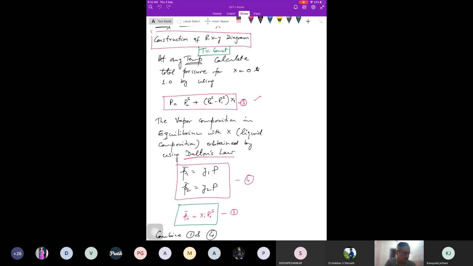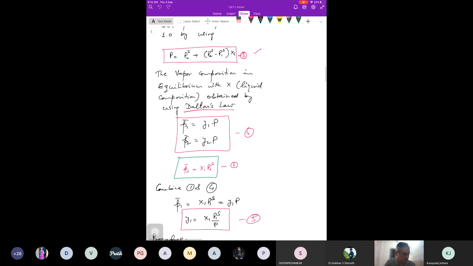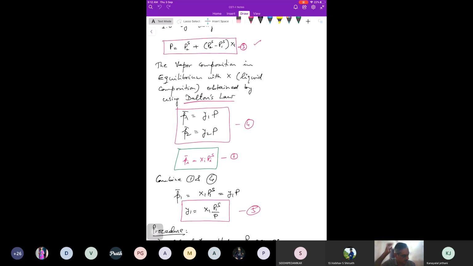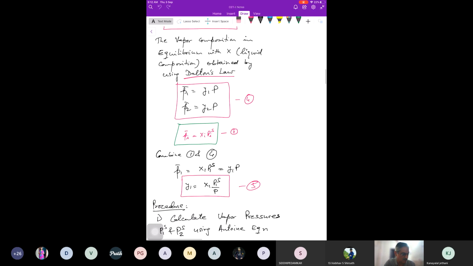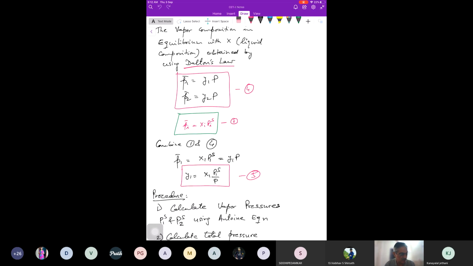Once you have the total pressure, you need to find the vapor composition in equilibrium with x, right? So we know Dalton's law, P1 bar is equal to Y1 into P, and P2 bar is equal to Y2 into P. And also we know that P1 bar is equal to X1 P1S, right? So combining these two equations, we get what is called Raoult's law. P1 bar is equal to X1 P1S is equal to Y1 into P. This we have derived before.